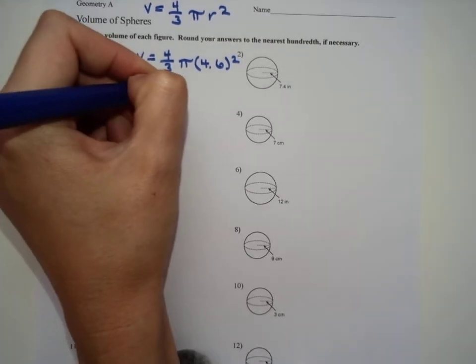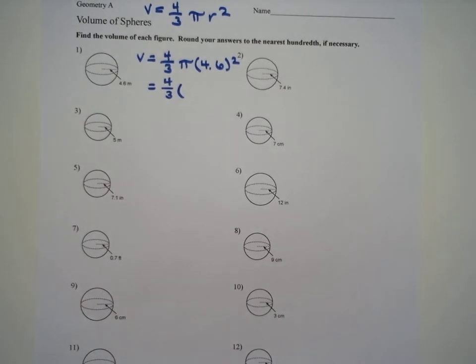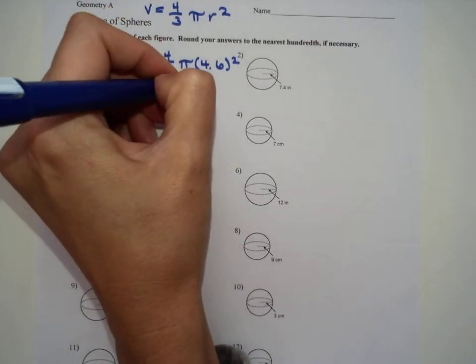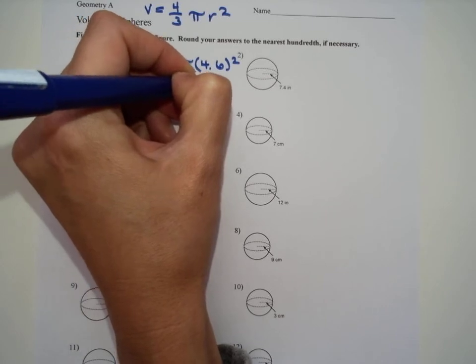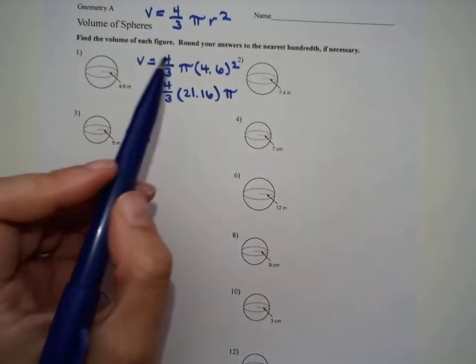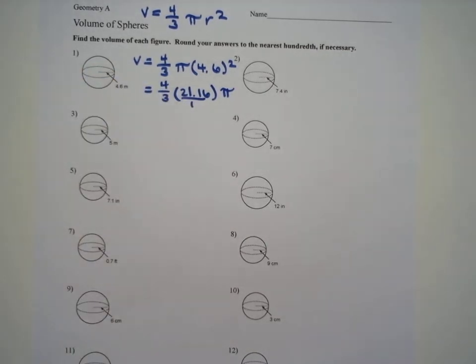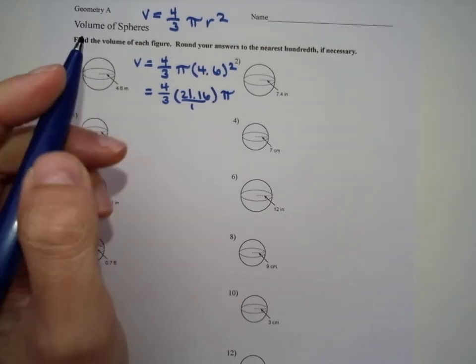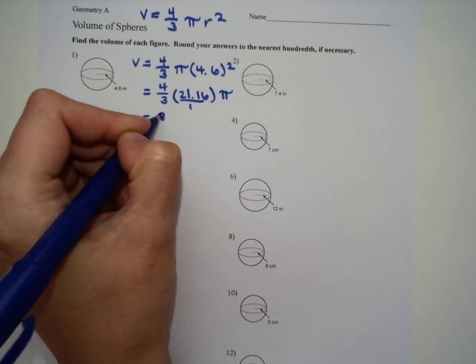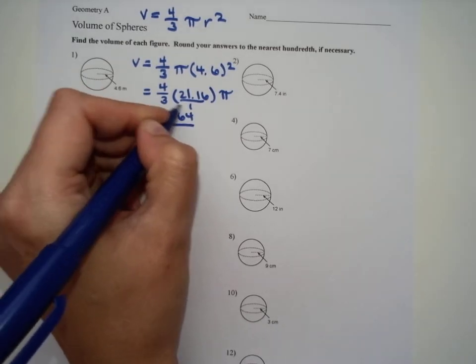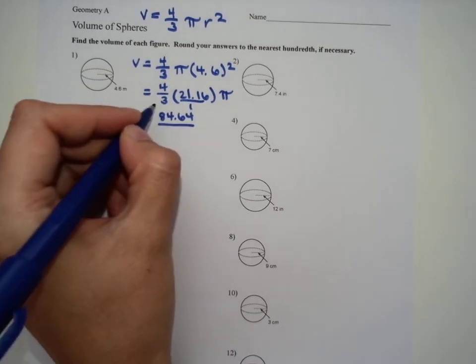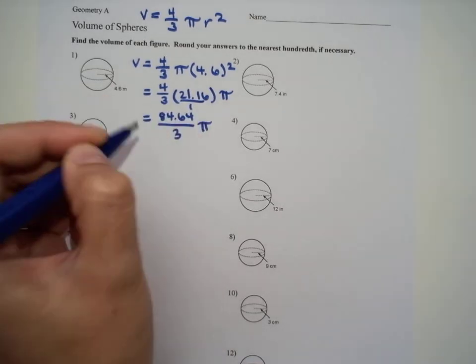And so we have 4/3 times, let's do 4.6 squared on our calculator. 4.6 squared, which is 21.16 times pi. So we're going to have to multiply our top, which is 21.16 times 4, which is 84.64. And divide that by the denominators, which is 3 times 1, divide that by 3, and multiply it times pi.